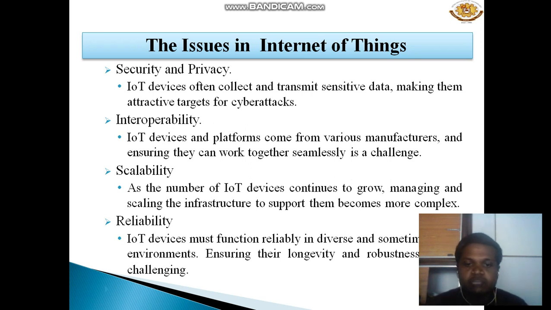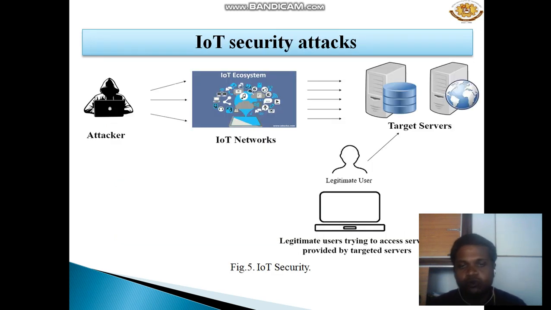So the reliability is sometimes diverse in some environments, and ensuring robustness is challenging for Internet of Things devices. So these are all the issues when we go for Internet of Things applications. Okay. So what are the issues, and how is the attack happening?